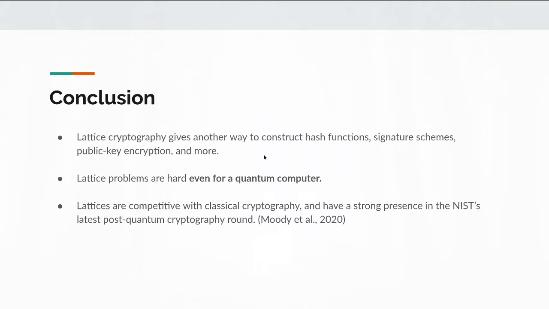So in conclusion, lattice cryptography gives us a way to construct crypto primitives, hash functions, signature schemes, public key encryption, and a lot more stuff besides. Lattice problems are hard even for quantum computers. This is the key point, it is post-quantum. And they're also quite competitive in terms of practical performance. They feature strongly in the latest round of American standardization for post-quantum crypto.